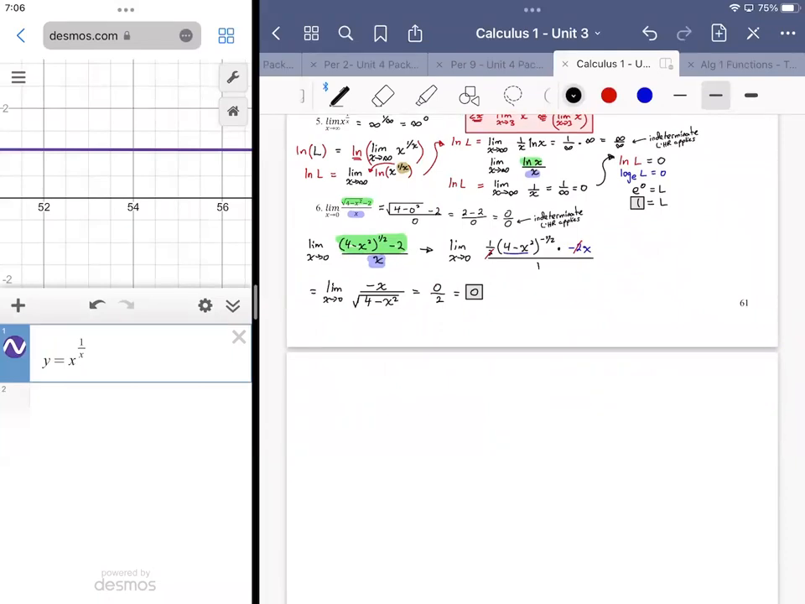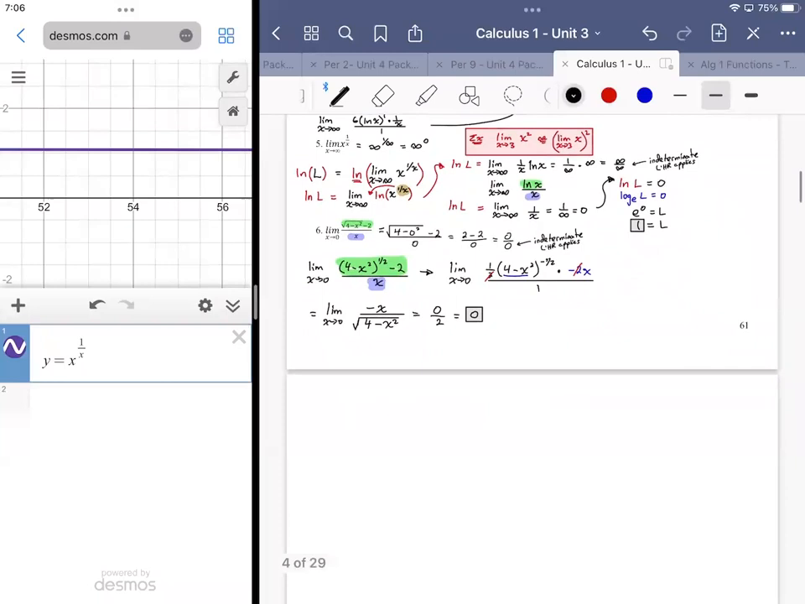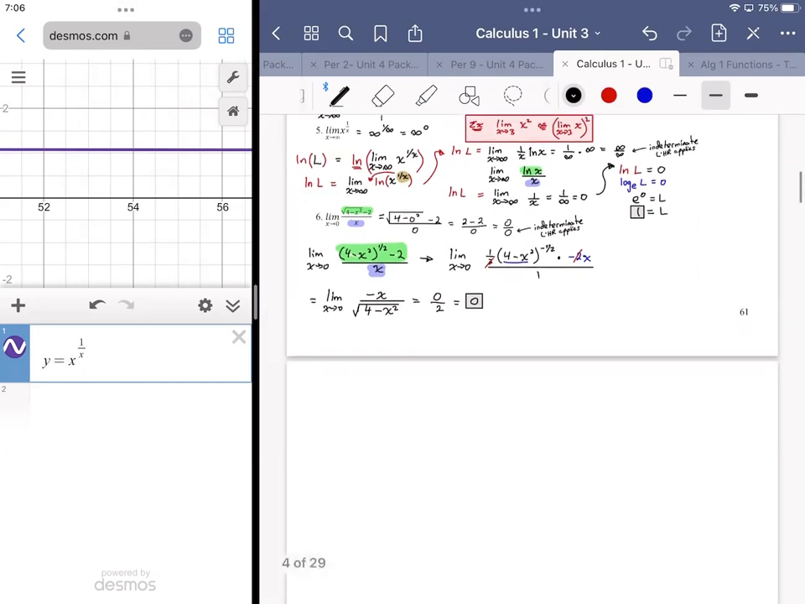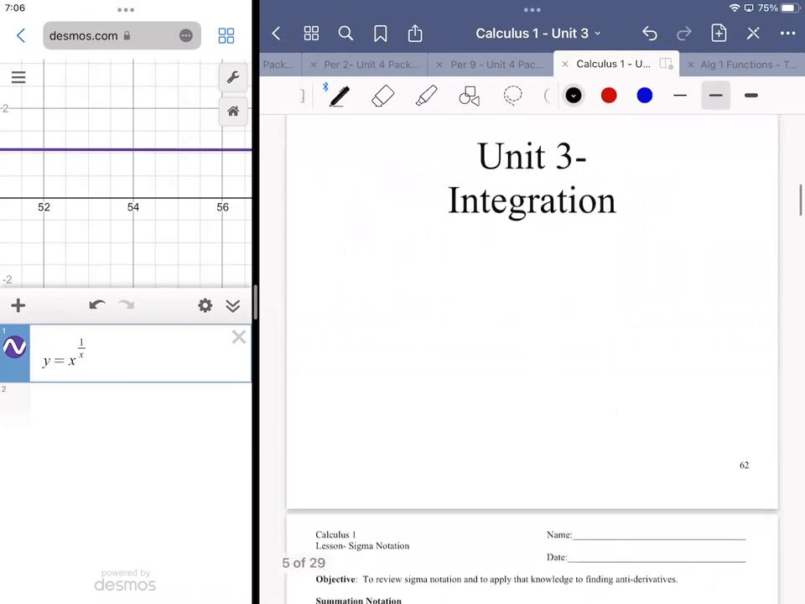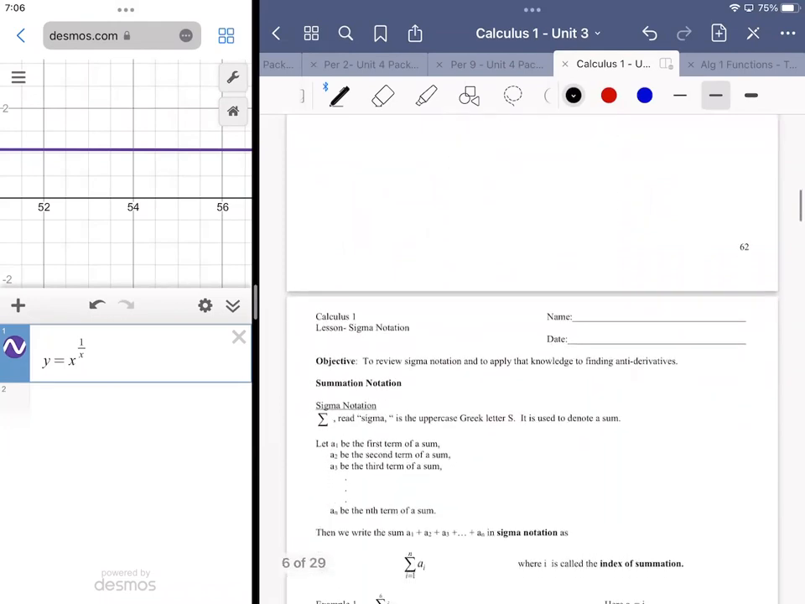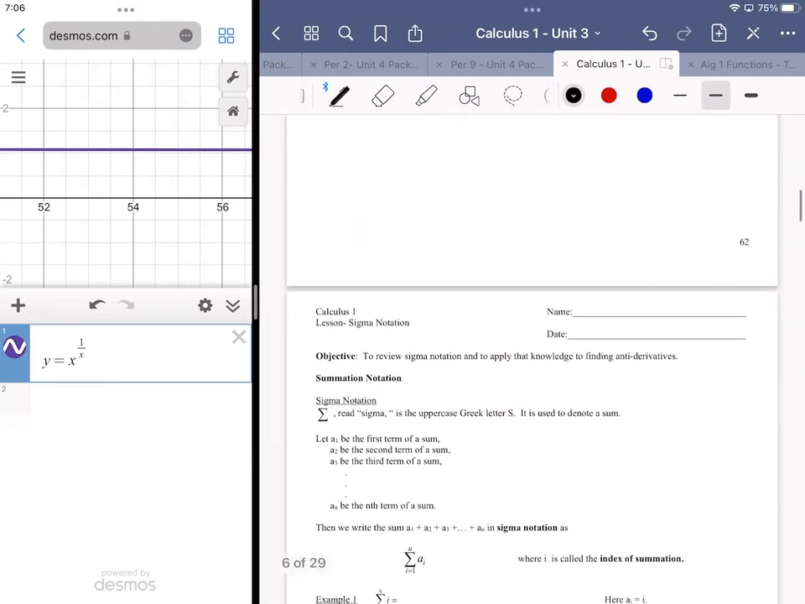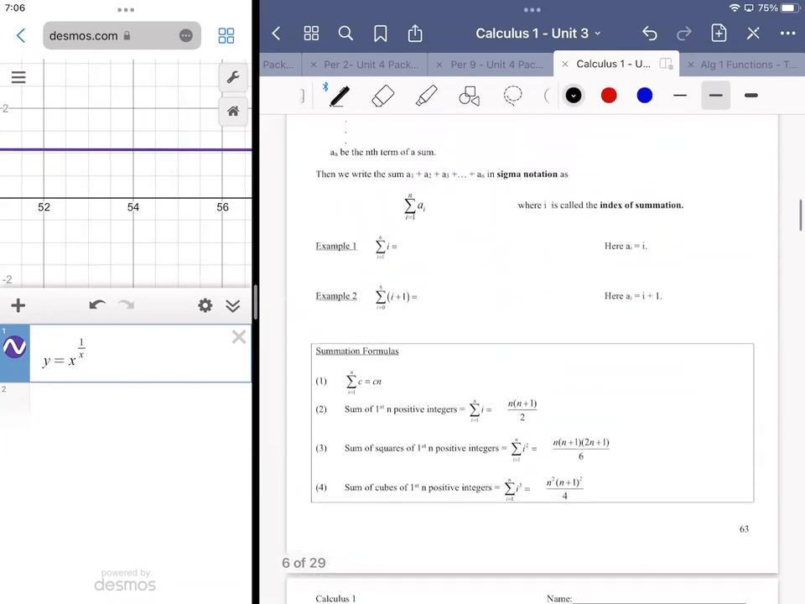So at long last, we can move on to some topics in integration. We're going to start off with something called rectangular approximation. We're not going to do a whole heck of a lot with it tonight, but I do want to get you started with it. All right. And so you have the whole unit 3. You have sigma notation, and my screen is freezing up.